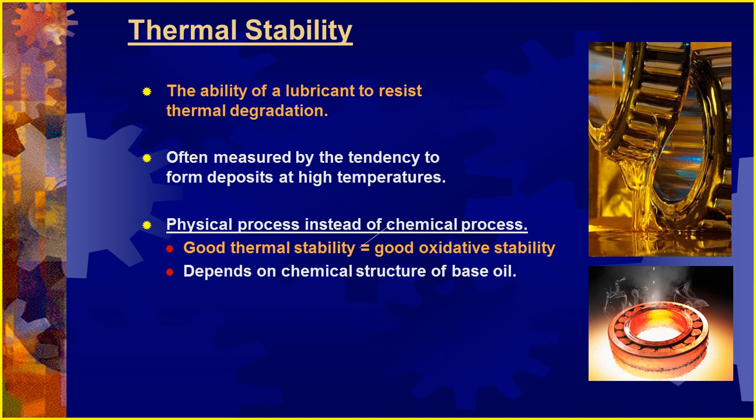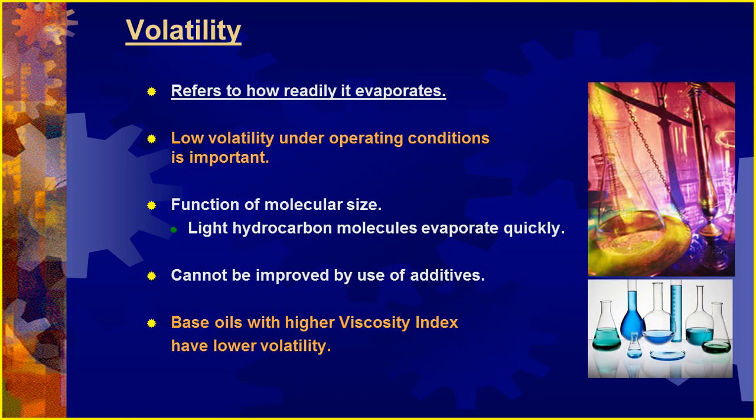Another important factor in the breakdown process is called thermal stability. In other words, the ability of the lubricant to resist thermal degradation, because that's a physical process instead of a chemical process. Good thermal stability provides good oxidative stability. What does that mean, Clayton? Basically, the better the product that you have, the better the durability it can provide for the application. Volatility: you want to have a low volatile product. So again, the better the product, the better the stability.